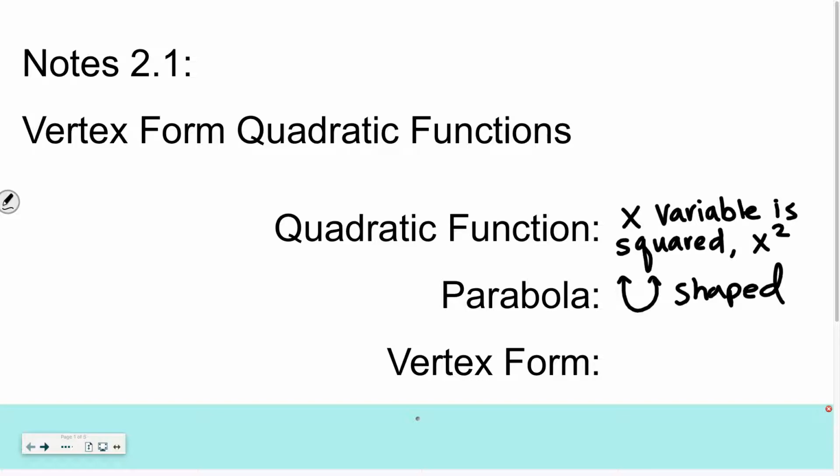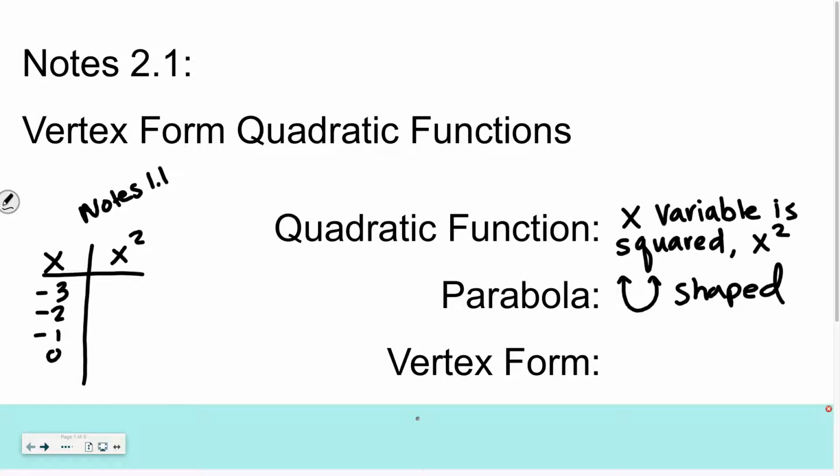Just really quickly over here, I'll do an x and x squared table of values. We did this back in our notes 1.1, so if you want to flip back and look at notes 1.1. I'm going to put in -3, -2, -1, 0, 1, 2, 3. If I square those numbers, I'm going to get 9, 4, 1, 0, 1, 4, 9. These are good points to know for your parent graph. What does your graph look like?